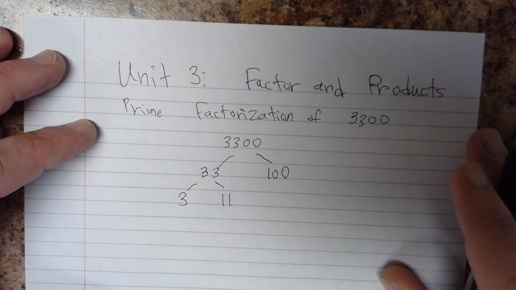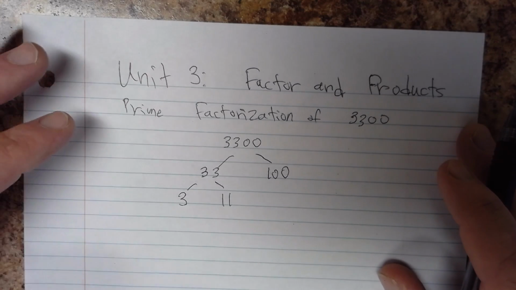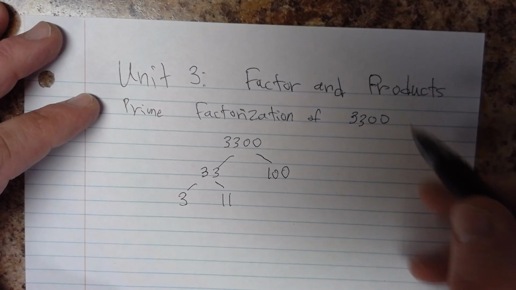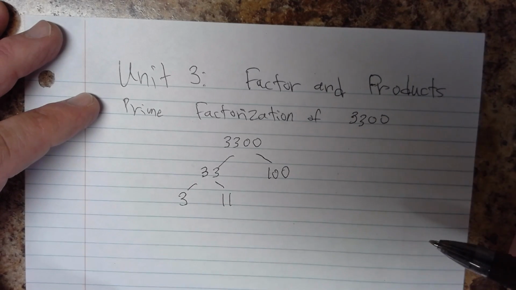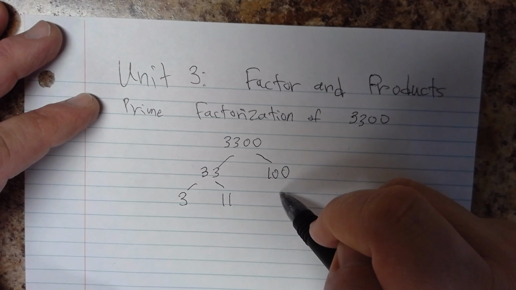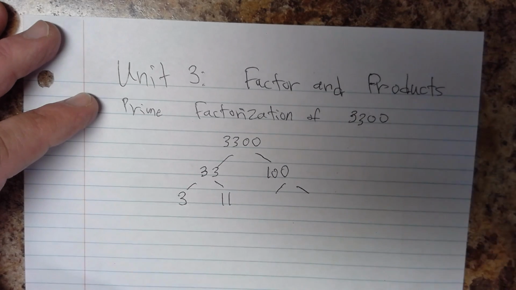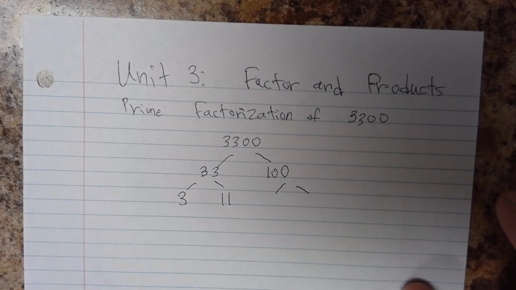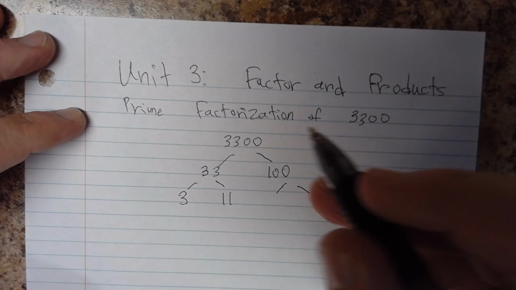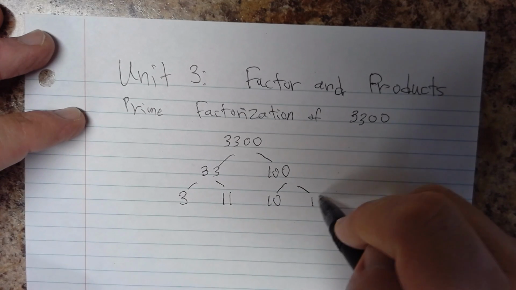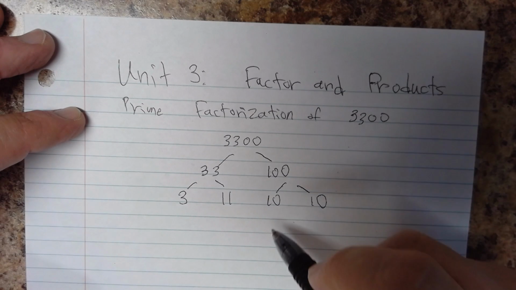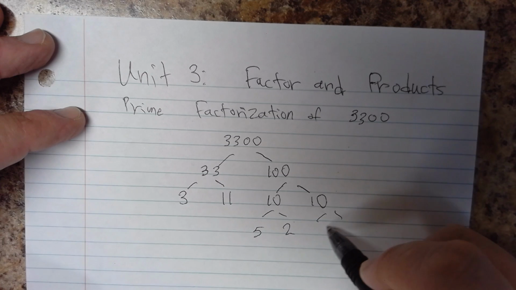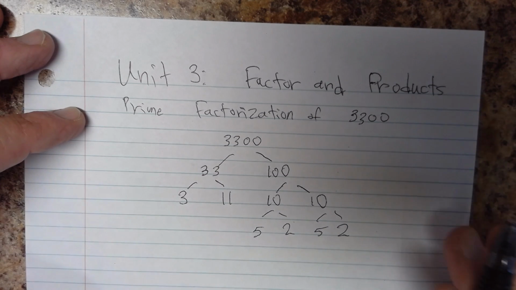Well, 3 and 11 are prime numbers. That means we're finished with this side. You can't break them down any further, except multiplying them by 1, which doesn't change anything. For 100, 2 options. We could do 10 and 10, or we could do 4 and 25. I'll go with 10 and 10. And for the 2 tens, we get 5 and 2.